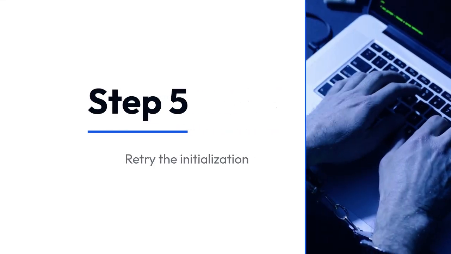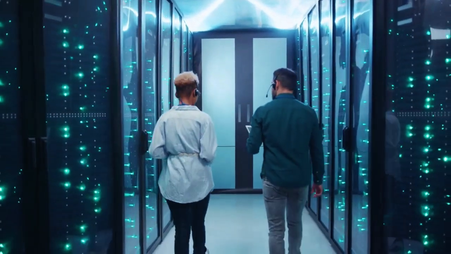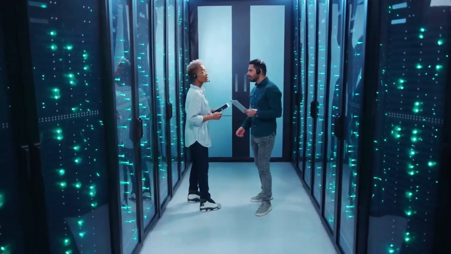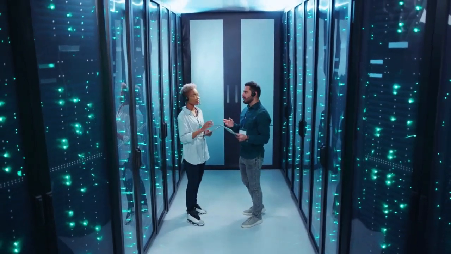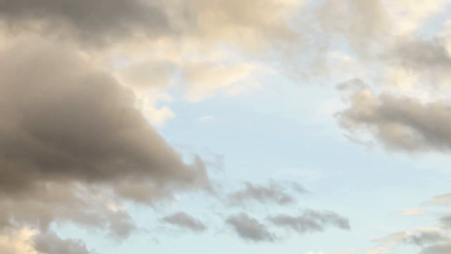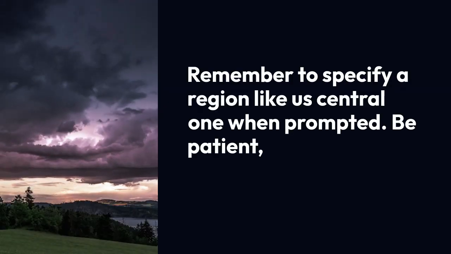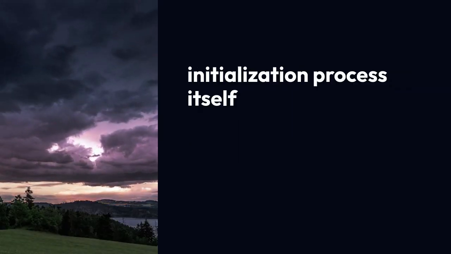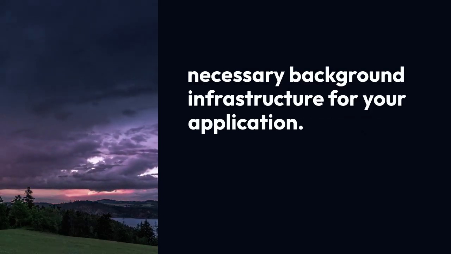Step 5. Retry the initialization. After carefully checking and adjusting your permissions, billing, and enabled APIs, it's time to try creating your App Engine application again. You can do this either through the GCP console UI or using the gcloud app create command in Cloud Shell. Remember to specify a region like us-central1 when prompted. Be patient, as the initialization process itself can still take a few minutes to complete as GCP sets up all the necessary back-end infrastructure for your application.